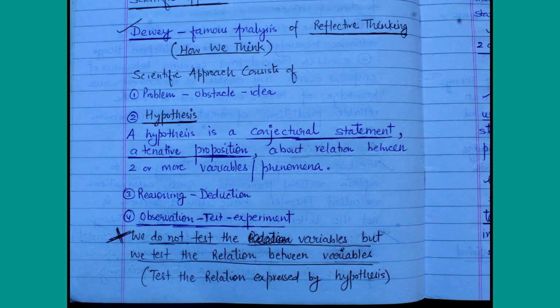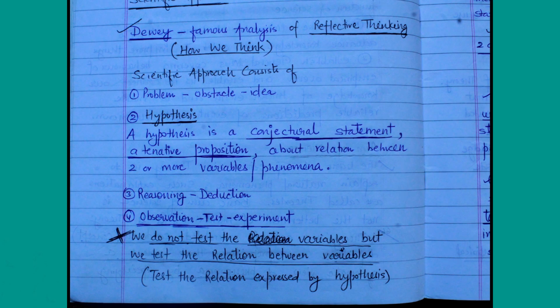Dewey is another scientist. He has given reflective thinking, how we think, right? He has given an analysis of how we think, because this whole process which we are discussing is our thought process. To boost this thought process, to give a systematic direction to it, we use the scientific approach. The scientific approach consists of problem, obstacle and idea. Yes, without a problem you cannot start your research. So there should be a problem.